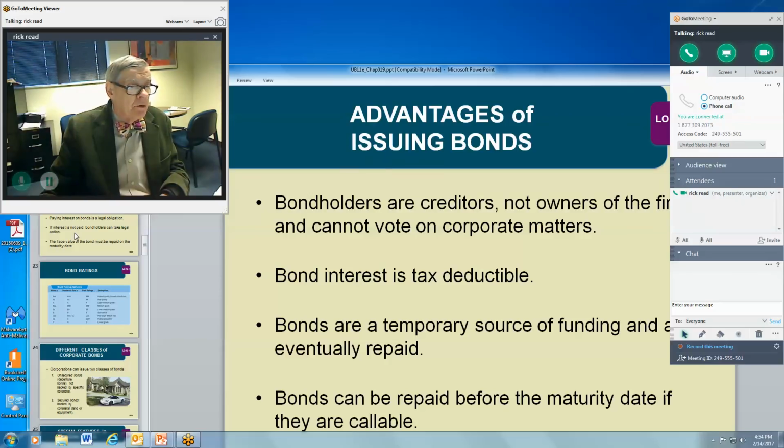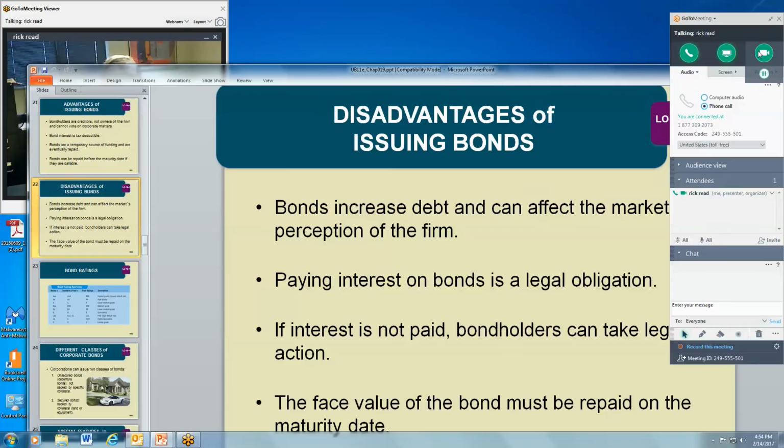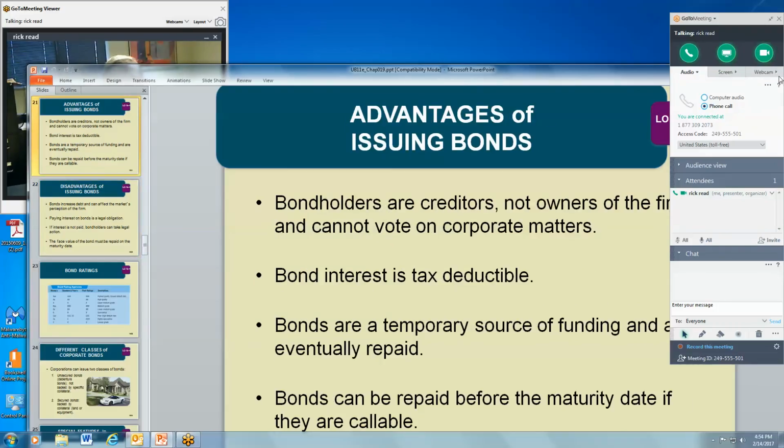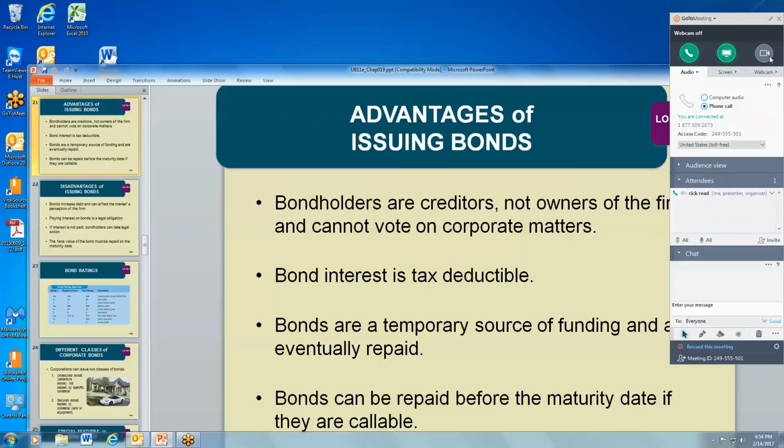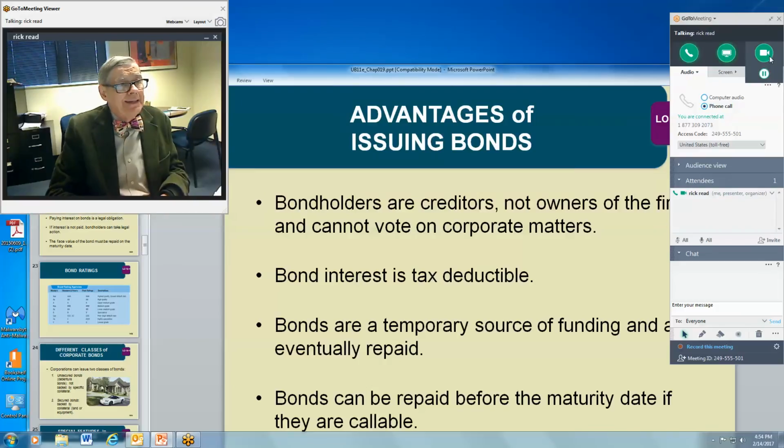So there's another advantage of issuing bonds, besides it being a temporary source of funding: the interest rate is a cost of doing business, and therefore it is tax deductible. So if you have a $1,000 bond and you have to pay 5% interest a year, whatever that happens to be, that can be taken off however many bonds you have issued. That is a business deduction.